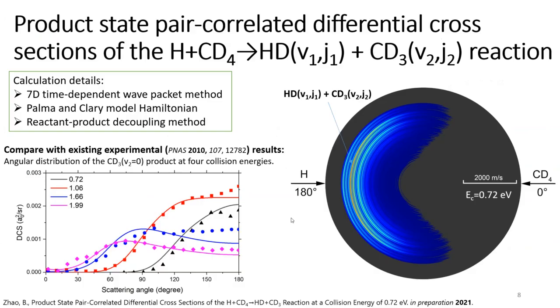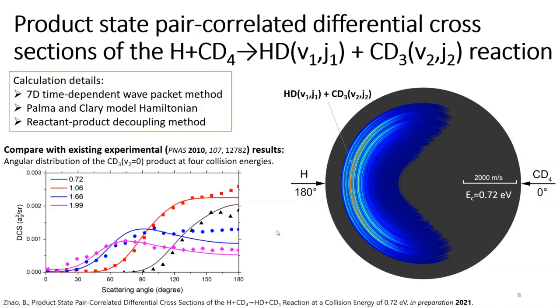Here is a study of a 6-atom reaction, the H plus CD4 reaction. The CD4 reactant is prepared in the ground rovibrational state. The products of this abstraction channel are HD and CD3. Both products are formed in different rovibrational states, and we can detect either the HD or the CD3 products.